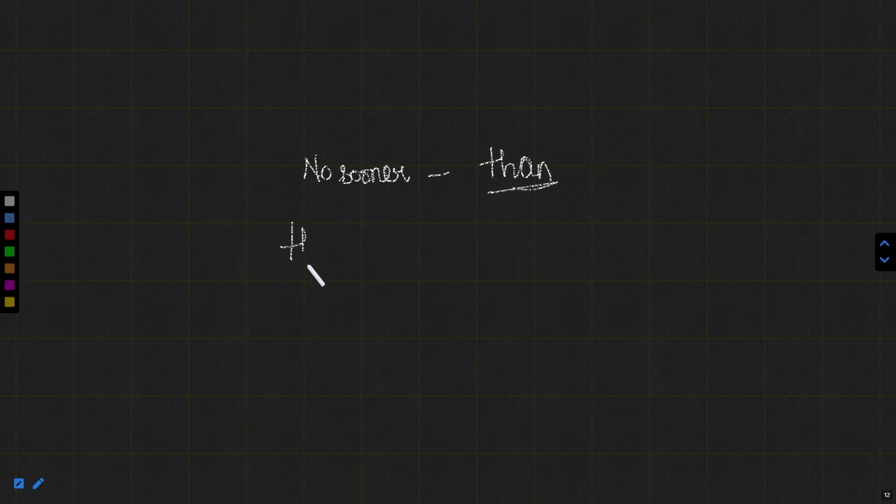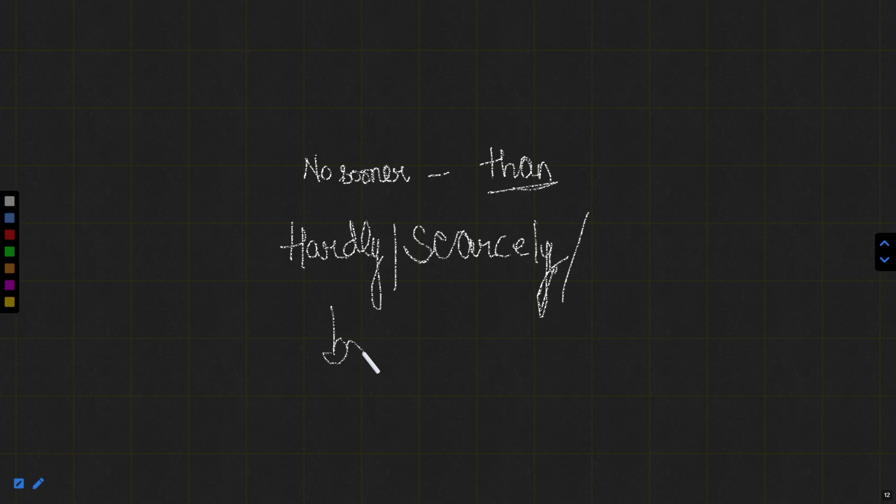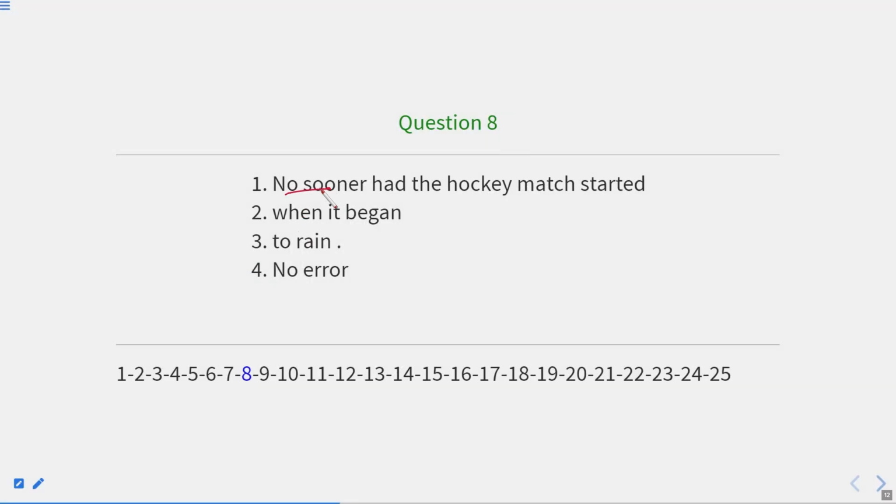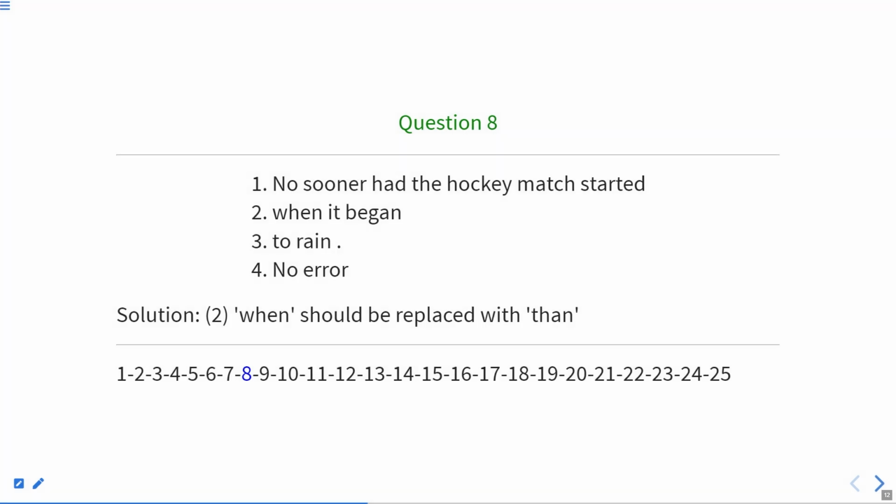Now, with the word hardly or scarcely or barely, if we have any of these words, we should only have when as a pair. Okay, we can make the pair with when. Okay, with the word seldom, we can make the pair with or never or if ever. Okay, now if we have the word no sooner, with no sooner we need to use than, not when. So this when should be replaced with than. Okay, so the error will be in the second part, that is, when should be replaced with than. This is again very, very simple. Now let us move to the next question.